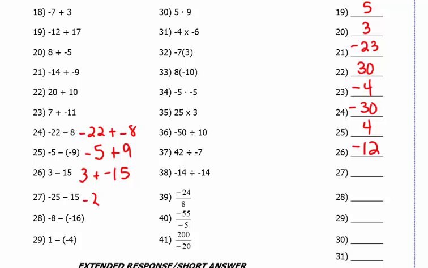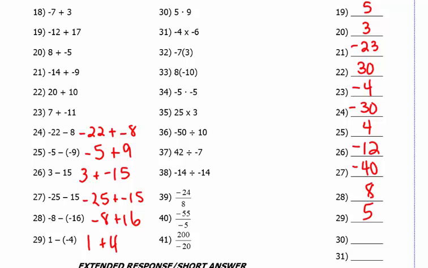Negative 25 plus negative 15. Now they're the same, so I add them together, that's 40. It stays negative because they're both negative. Negative 8 plus 16. Subtract them because they're different, and it's positive 8. 29, that becomes 1 plus 4, which is 5.